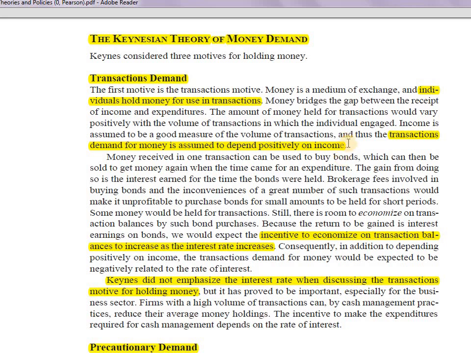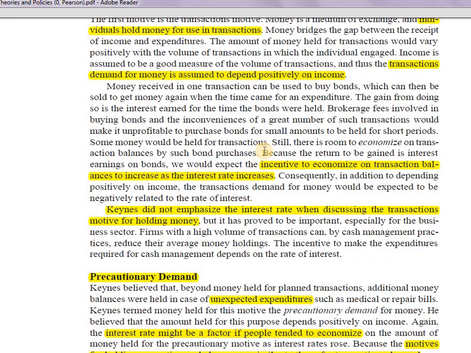Broadly at a macro level it's true. Slight deviations are always there, but broadly it's true. So nothing wrong or unusual in this assumption. So transaction demand for money is assumed to depend positively on income. That means the higher the income, the higher shall be the transaction demand. This is what it is.